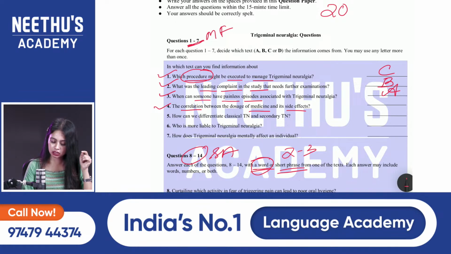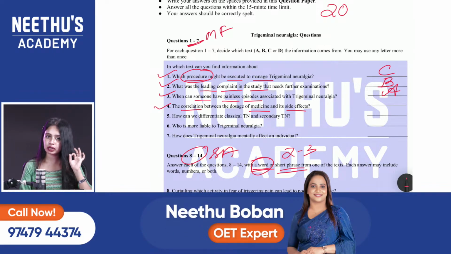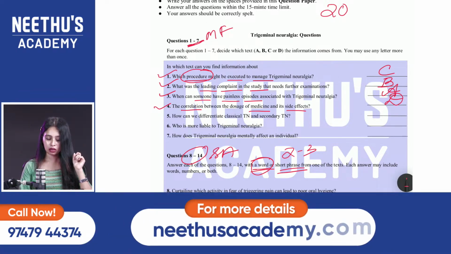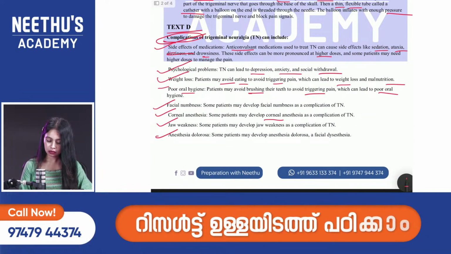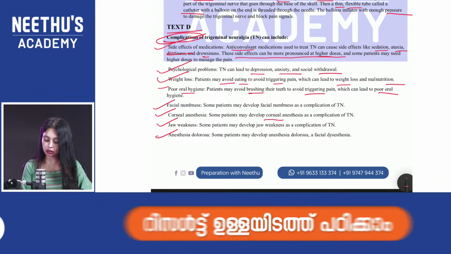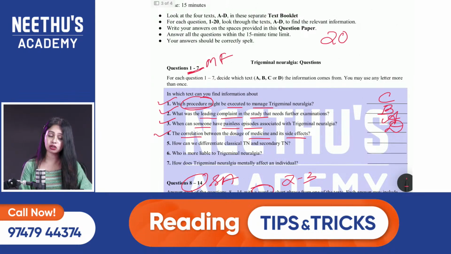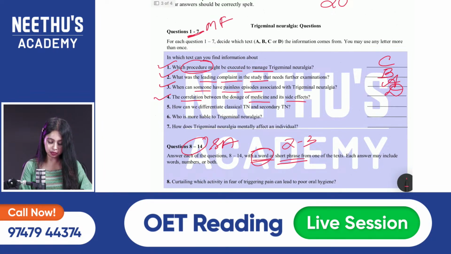A connection is mentioned regarding the dosage of the medicine as well as the side effects of the medicine. So I know side effects are only mentioned in which text? A very direct answer. It's mentioned in text D. See, these side effects can be more pronounced at higher doses. See the correlation. So the answer is mentioned in D. Very good, Dilu. You got the correct answer. Very good, dear. And fifth one.